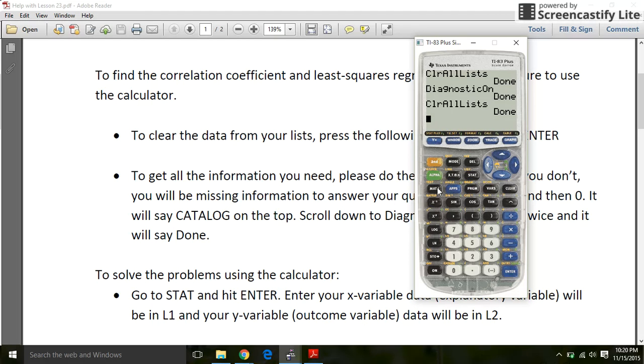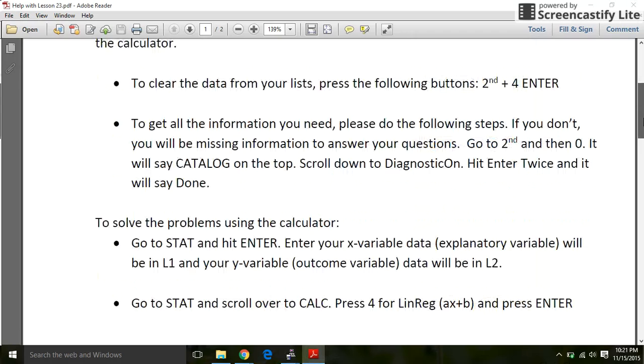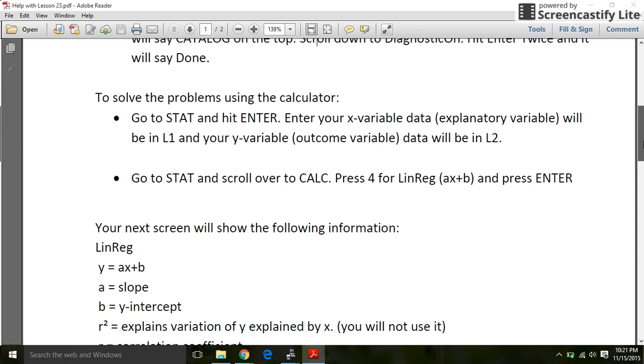Another important thing you need to do here is second, catalog, and scroll down to DiagnosticOn. I'm going to hit enter and enter. That turns on the functions that I need to get the slope, the y-intercept, the r, and the r squared. So for these kinds of problems, you're going to use the calculator.